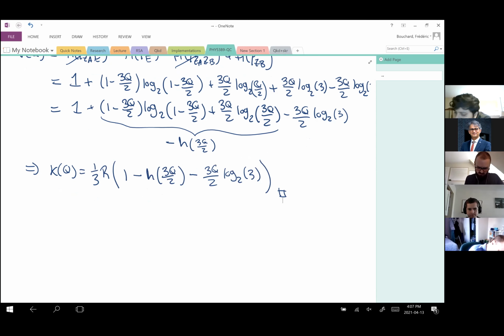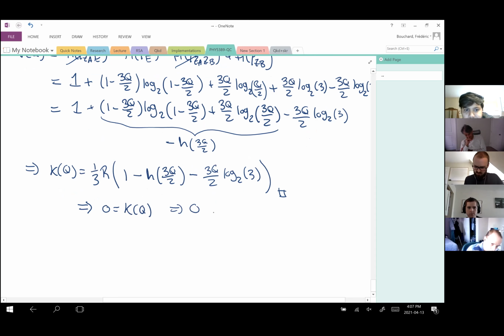Interestingly, if you set the key rate to 0 and you try to find what is Q, you'll see that the error threshold for the 6-state protocol is 12.6%. And this is a bit larger than 11% for the BB84.